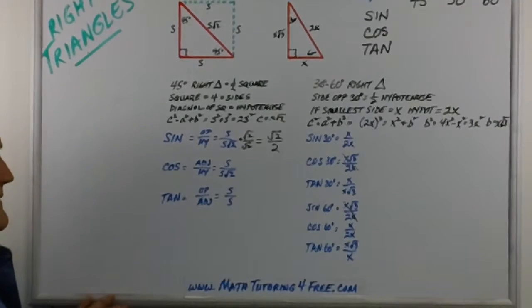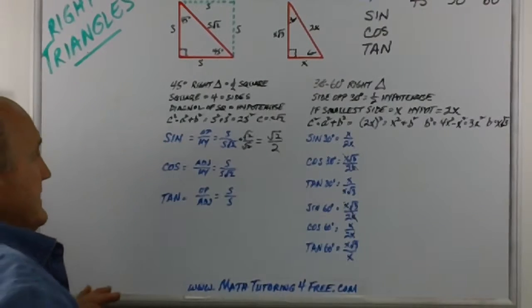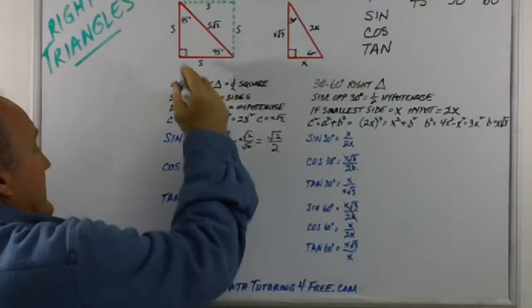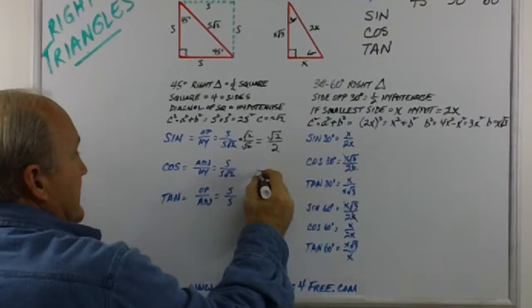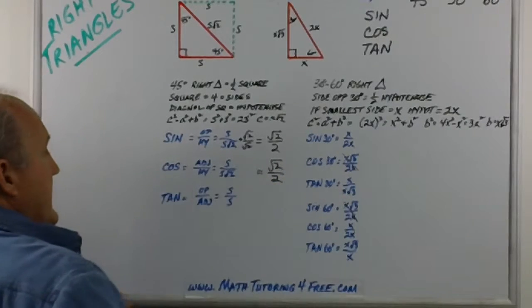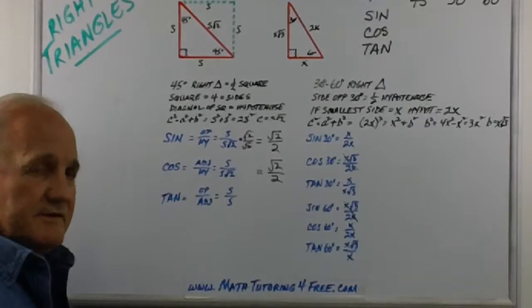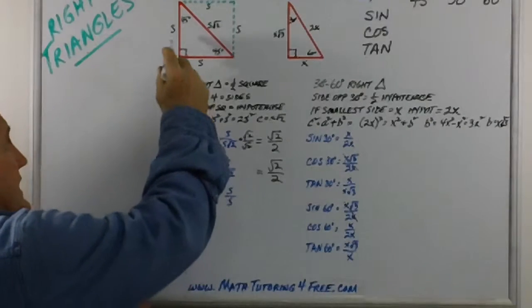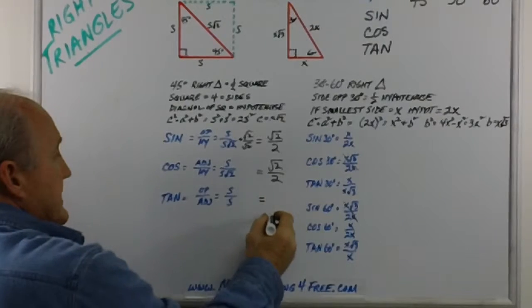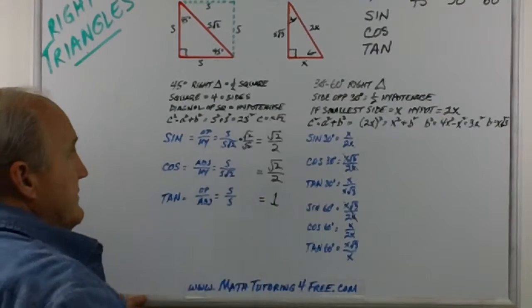The cosine, in this case, is the same, isn't it? Because the angles are the same, the sides are the same. So that's also equal to the square root of 2 over 2. And the tangent is even easier. The tangent is the opposite side over the adjacent side, and in this case it's S over S, so that's equal to 1.